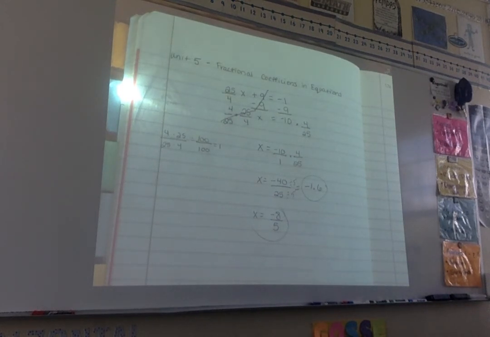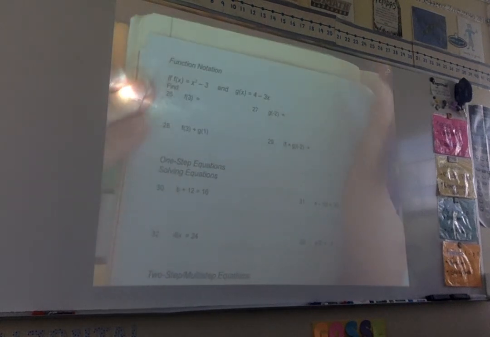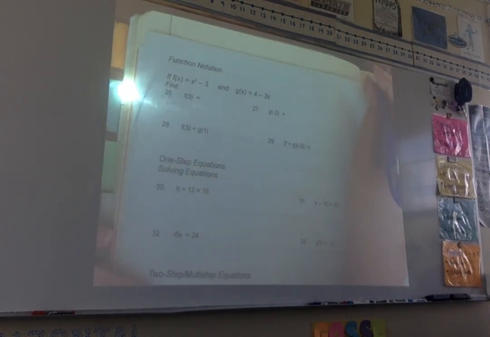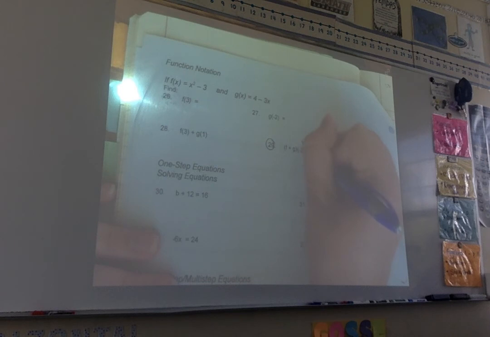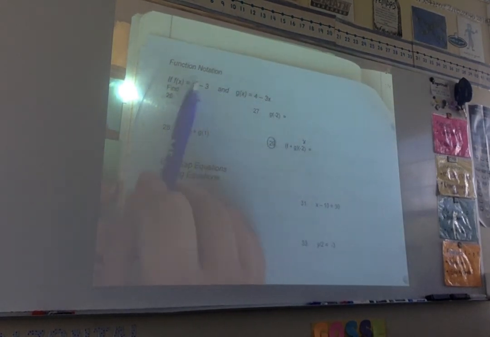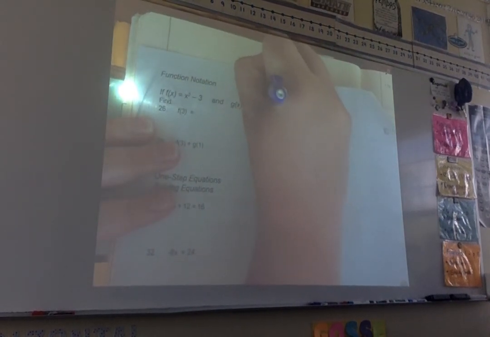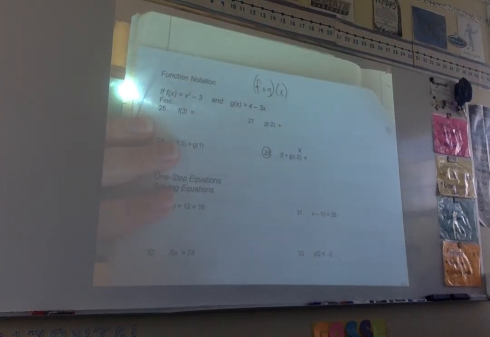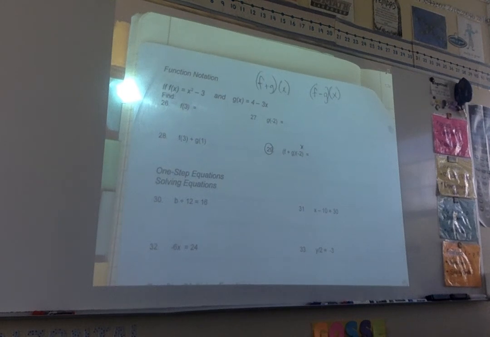So, if you look at your final exam review packet, I'm looking at numbers 28 and 29. So there will be a problem similar to 29, but that has an x right here instead of a number. So all you'll be doing is combining like terms and adding f plus g of x. And you'll also see f plus g of x, which you have an example of in your notes. And you'll also see f minus g of x, which I will review tomorrow with you.